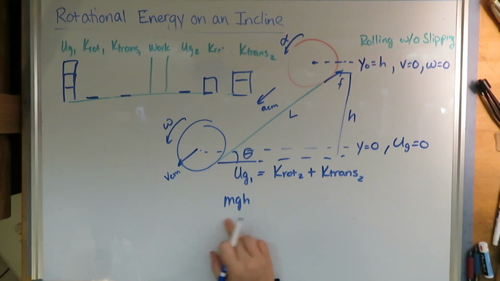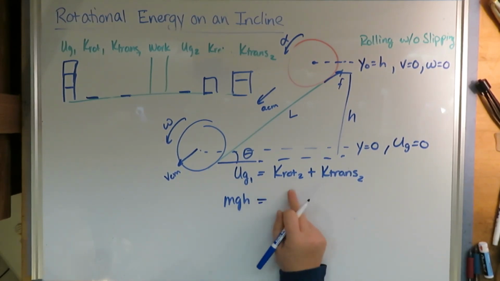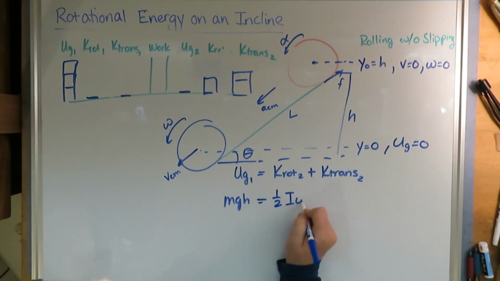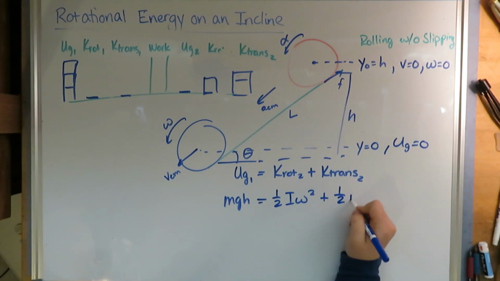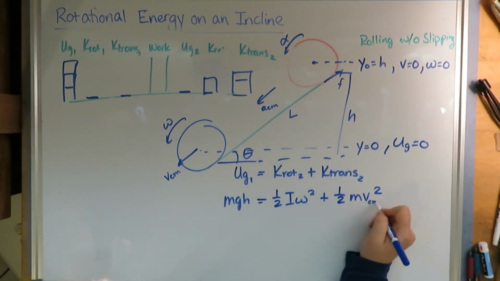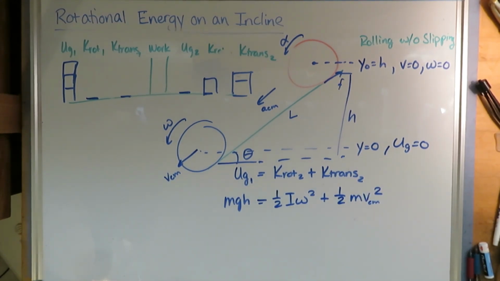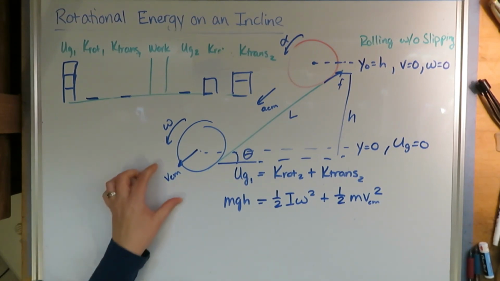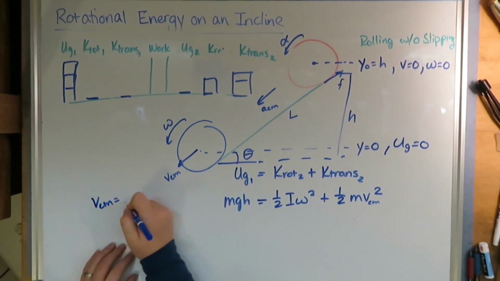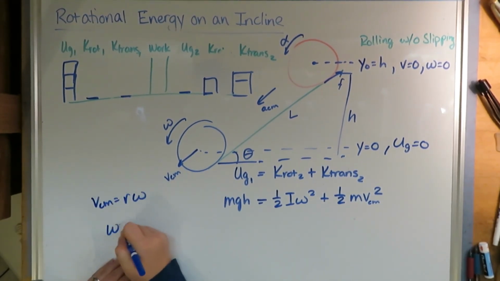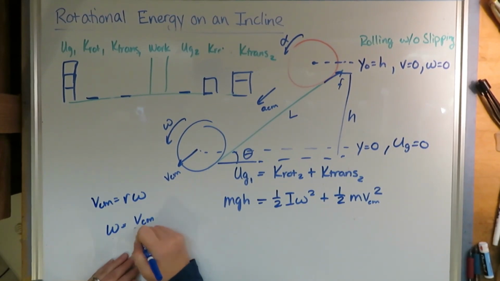But in either way, you can find the height. Your rotational kinetic energy is going to be 1/2 I omega squared. Your translational kinetic energy is going to be 1/2 mv squared, and that's v of the center of mass. I always like to remind myself of that. So if I wanted to find the linear speed at the bottom, I would convert my angular speed into a linear speed by using VCM is equal to r times omega. So omega is going to be VCM over r.